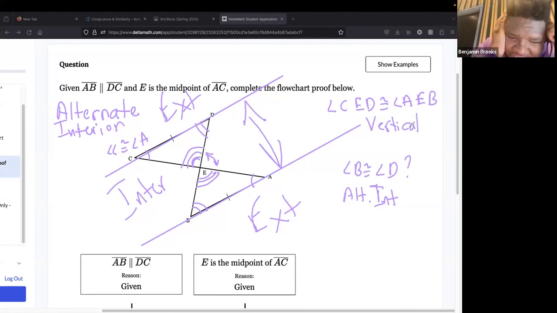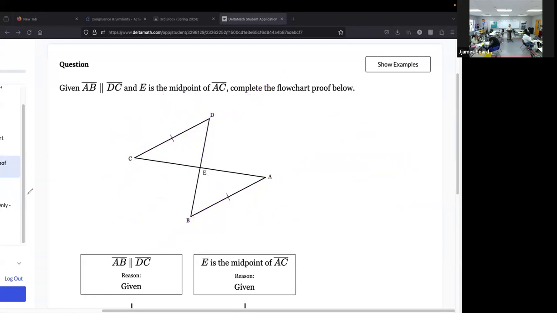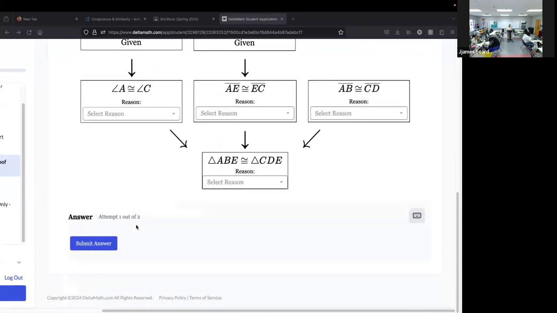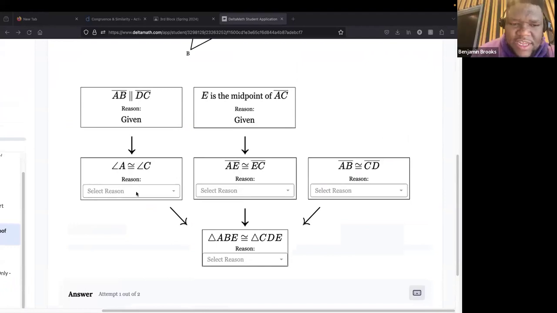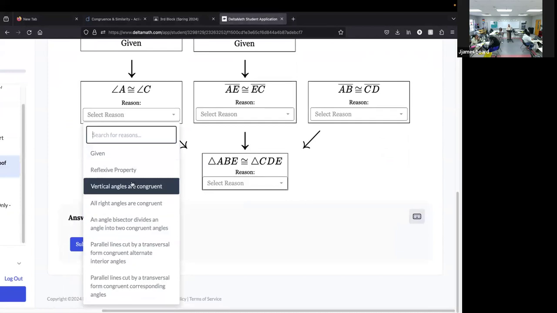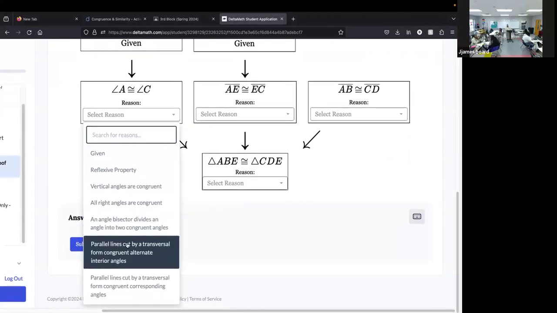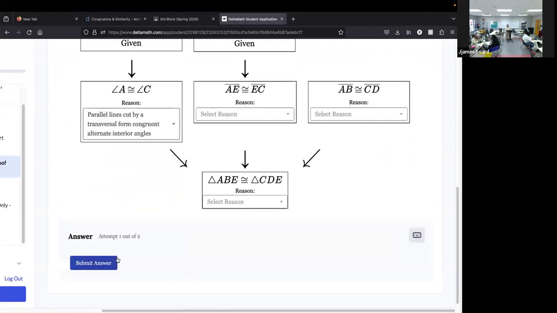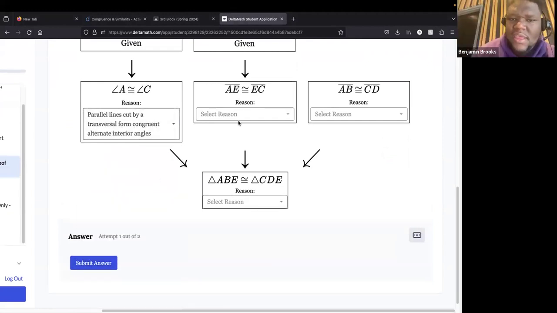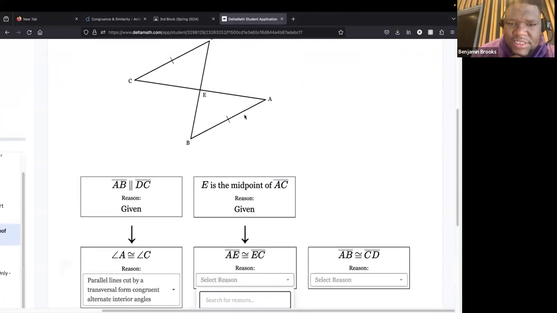So remember all this stuff that we've already covered, guys. It came back just like I said it would. So you said angle A is congruent to angle C because these are right angles, all right angles congruent. Parallel lines cut by a transversal give alternate interior angles. Boom. Then we're going to say these two are the same.